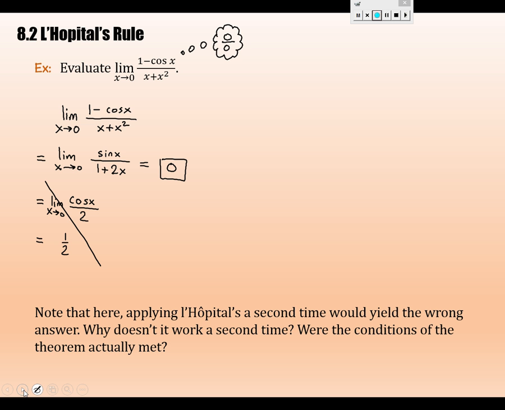Again, feel free to verify any of these numerically on your calculator. Maybe we're just saying the wrong thing. The answer to that is no. Were the conditions of the theorem actually met? No. Good. Don't be that person. Don't be that person. Nicholas.